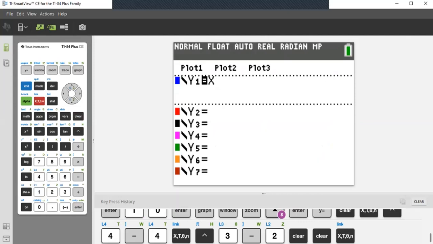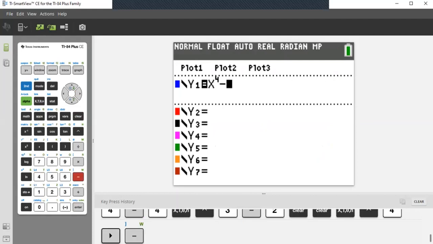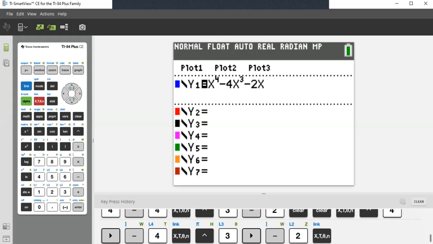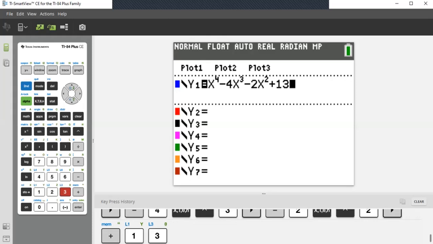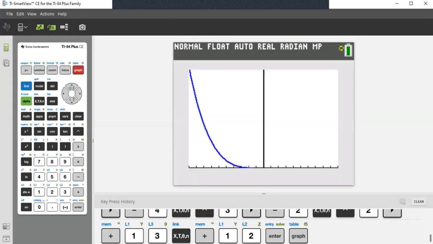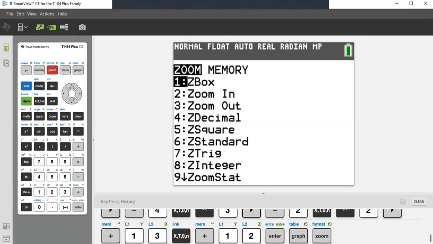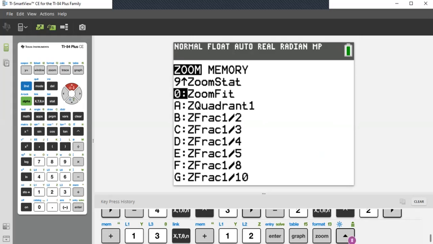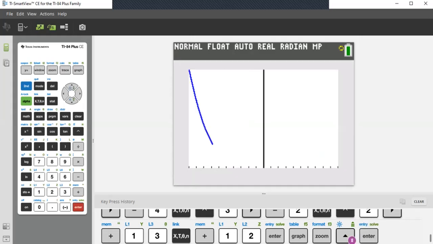Okay, let's pretend that I know how to do this. So let's go x to the 4th, and I've got to remember that I need to get out of the exponent. Minus 4x to the 3rd, out of the exponent, minus 2x squared, and then I need plus 13x and a plus 12. Okay, we'll enter that in and we'll graph it. All right, now let's maybe zoom out a little bit. Let's do zoom and fit again so we can get a good idea of what's happening.